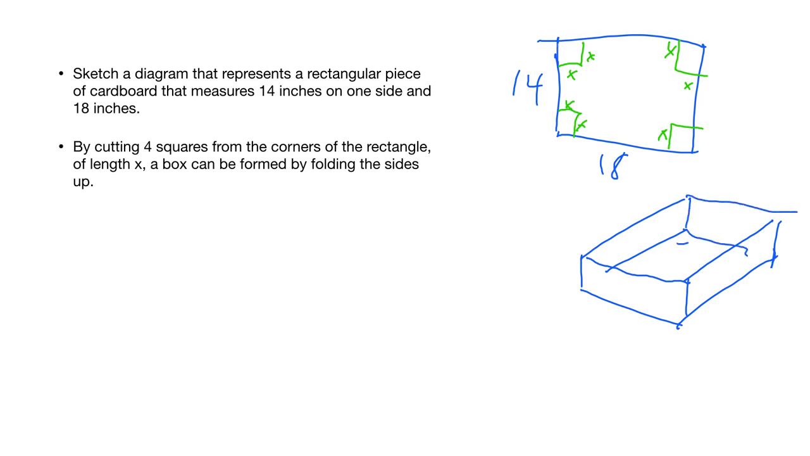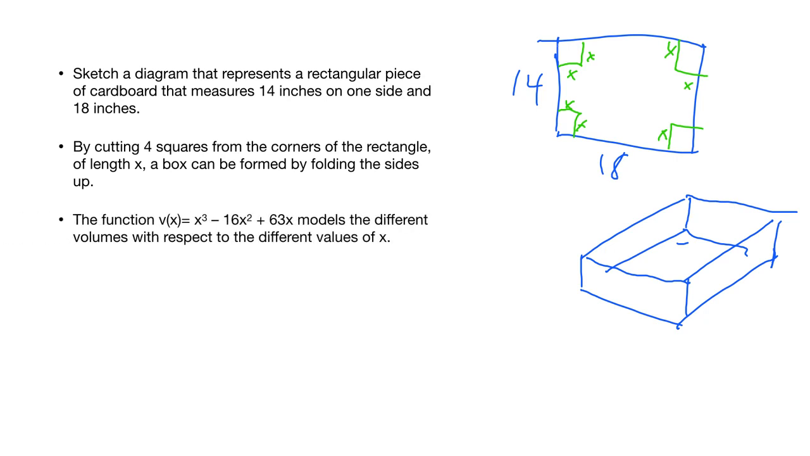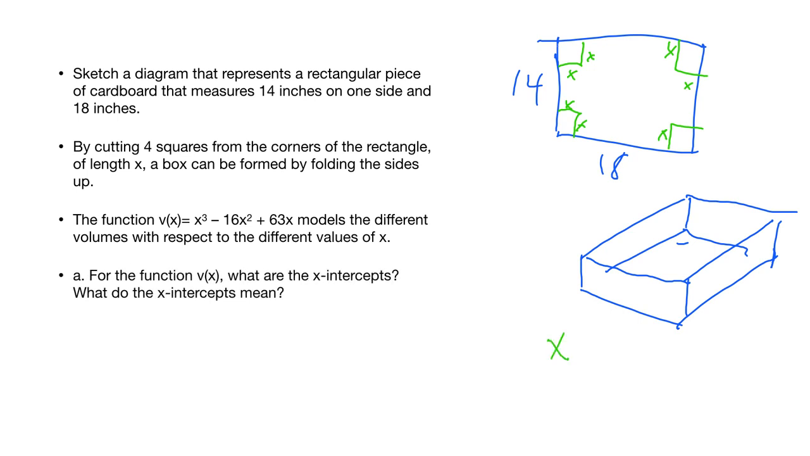It's going to end up being that. Now, the function v of x equals x cubed minus 16x squared plus 63x models the different volumes with respect to the different values of x. So what we're going to do is factor that out to find our zeros. So first thing I can do is the greatest common factor of x times, in this case, x squared minus 16x, not squared, plus 63.